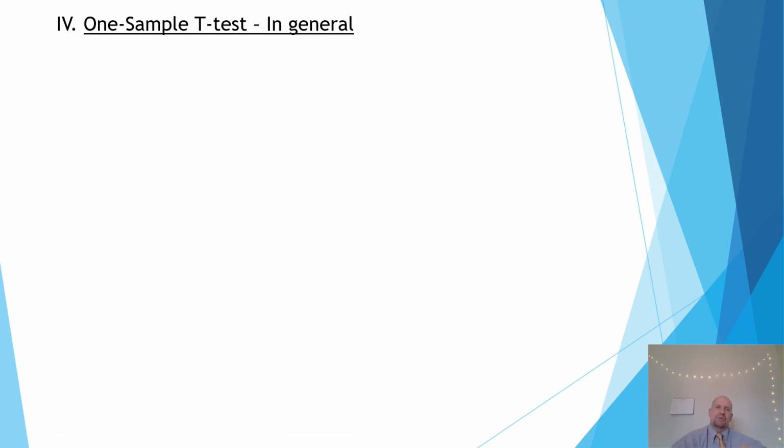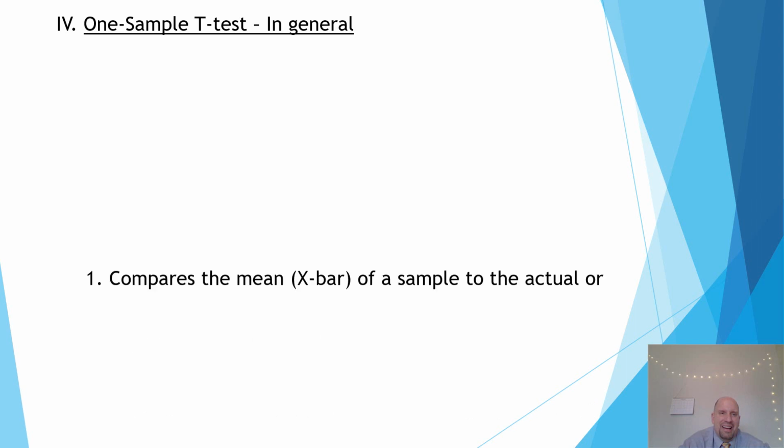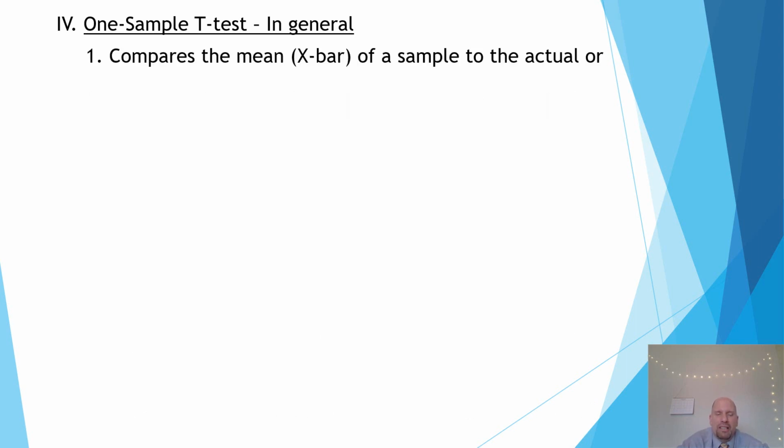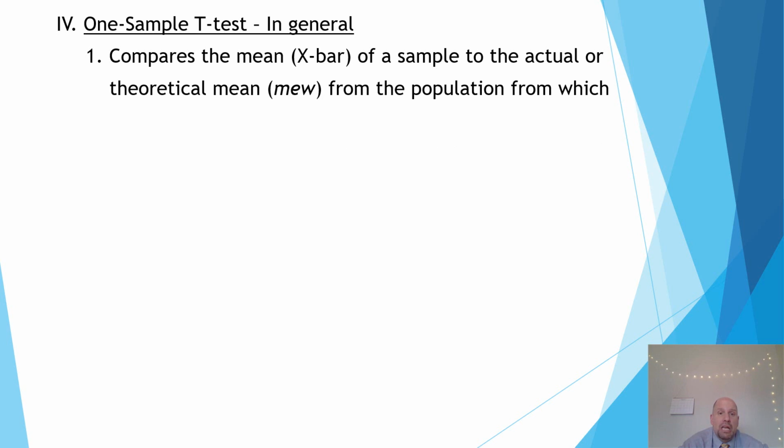All right. One sample t-test in general. Let's talk about the one sample t-test in general. It compares the X bar of a sample. So we already know that the X bar goes with the sample to the actual or theoretical mean, which of course we call the mu, from the population from which it was drawn. So it compares the mean for the sample, the X bar, to the actual theoretical mu from the population from which the sample was drawn.